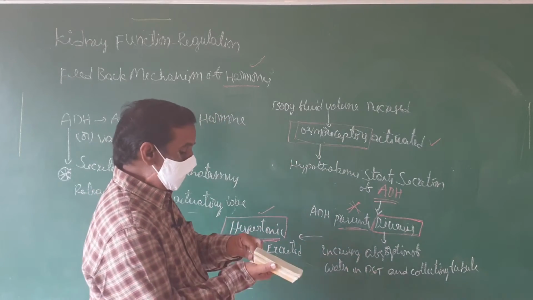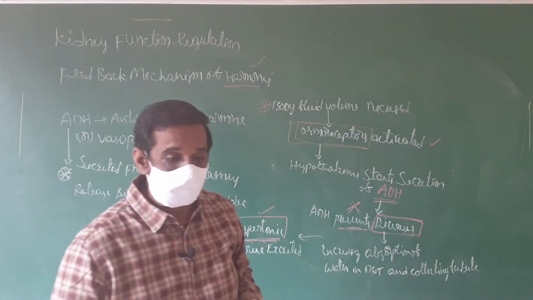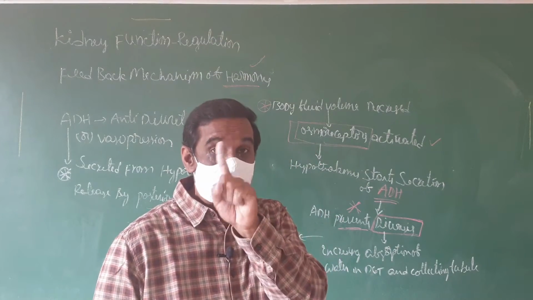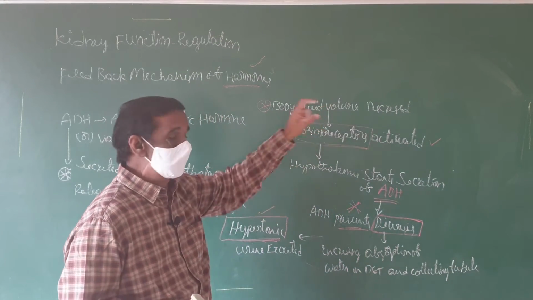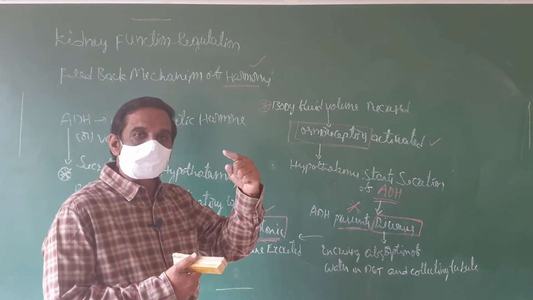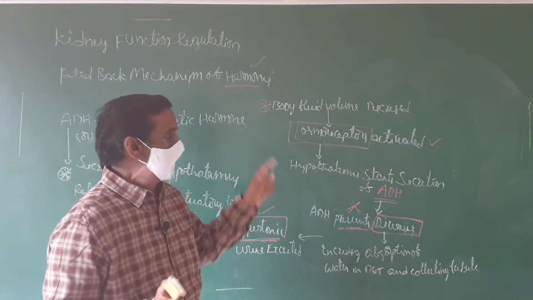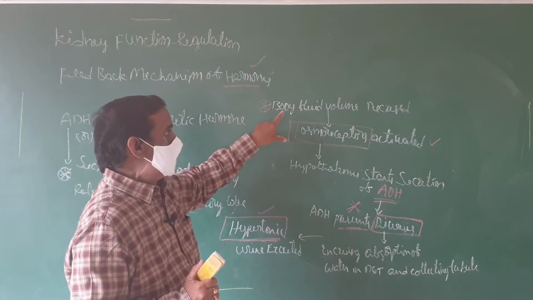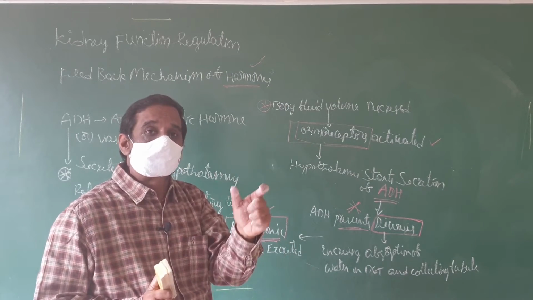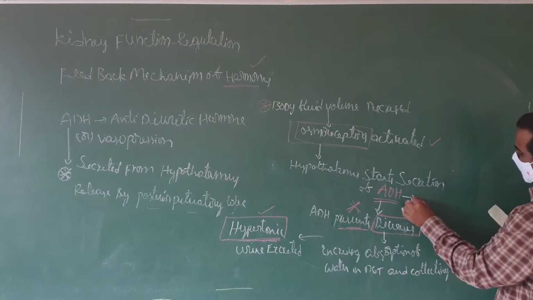What is the condition here? You have to remember, the condition is body fluid volume decreased. In examination, they will specifically mention body fluid volume decreased or increased. Which hormone starts secretion? ADH. If body fluid volume increases, that feedback will be stopped and ADH will not be secreted. That is different. So when body fluid volume decreases, what kind of urine is excreted by that person? Hypertonic.